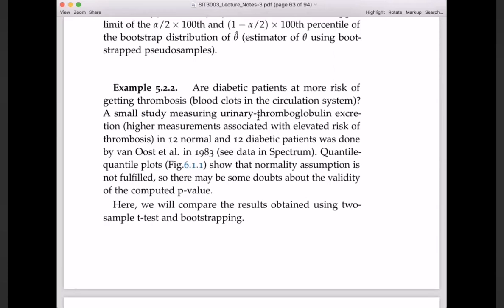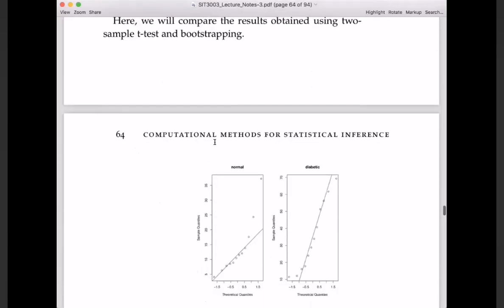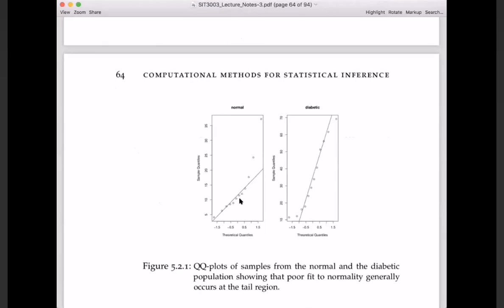they did a check using the QQ plots, the quantile plots, right? So these are the quantile plots. You might have come across that in applied statistics work, right? So this is a graphical method to check for normality. And you can see that if the data is normally distributed, they will actually hug the 45-degree line very closely. So here you see that there's a departure on the right tail for the normal group, and also slightly on the left tail and the right tail for the diabetic group.